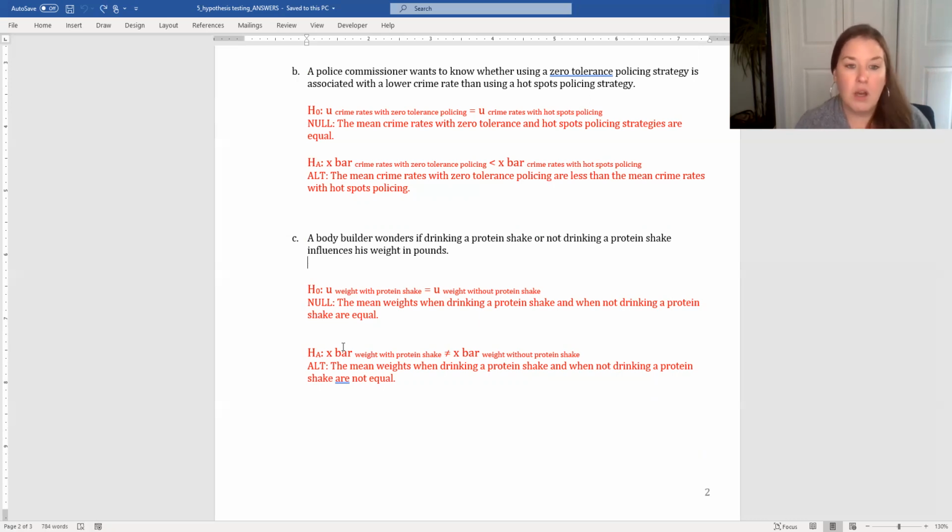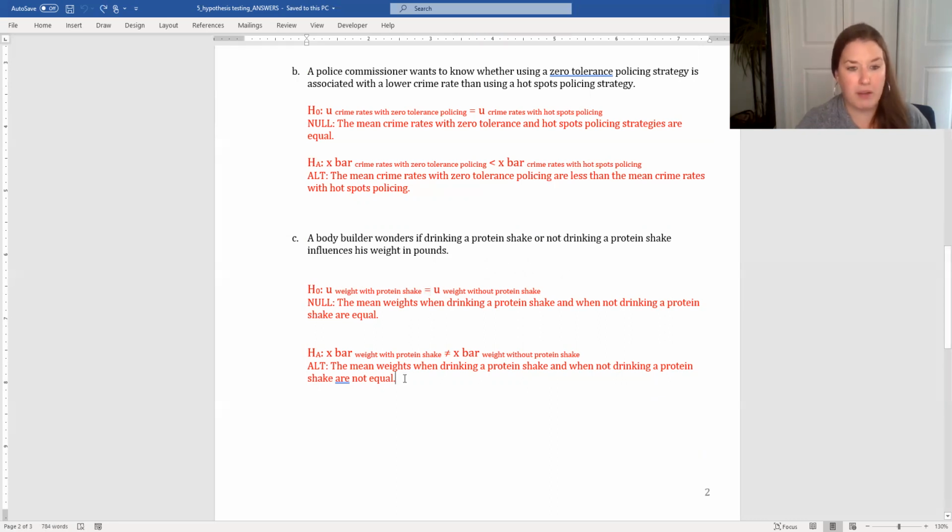So if that's helpful for you, know that you're always comparing the mean on the dependent variable, which will thus be interval. All right, so we set up as always our H0, our mu, our dependent variable is weight, and how does our independent variable break down into two groups, with the protein shake and without the protein shake. So the null is always, always, always equal, that the two groups are equal. The mean weights when drinking a protein shake and when not drinking a protein shake are equal.